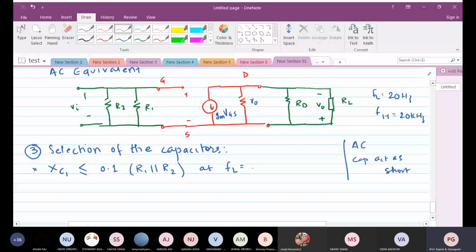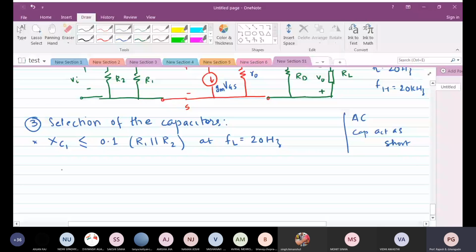So now I have to calculate this value. C1 should be greater than... I'll skip the step here because many of you don't remember things. Since XC1 is nothing but 1 upon 2 pi FL C1, that gives me 1 upon 2 pi into 20 hertz into C1. Now I can easily find out the value of C1.